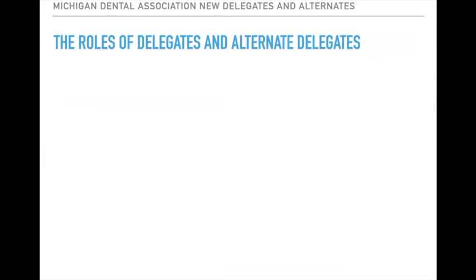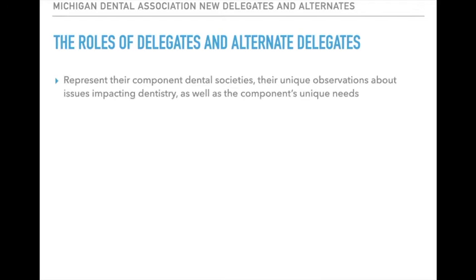So let's jump in and talk about roles of delegates and alternates. Now that you've been elected, I always wanted to say, so you missed a meeting and you got elected alternate or a delegate. What do you need to do? So you need to go through and realize you're representing your component dental societies for what's going on locally and impacting dentistry, as well as what your component needs.